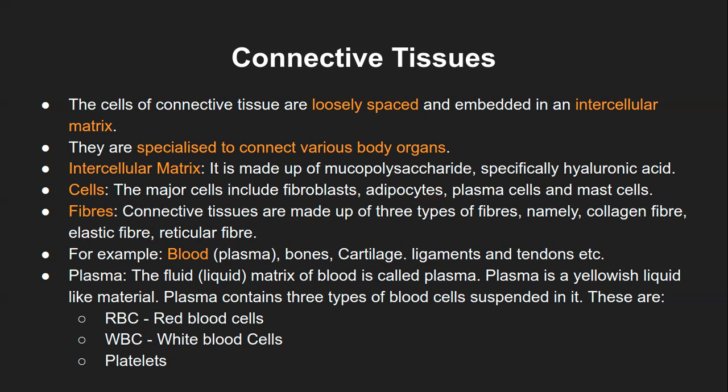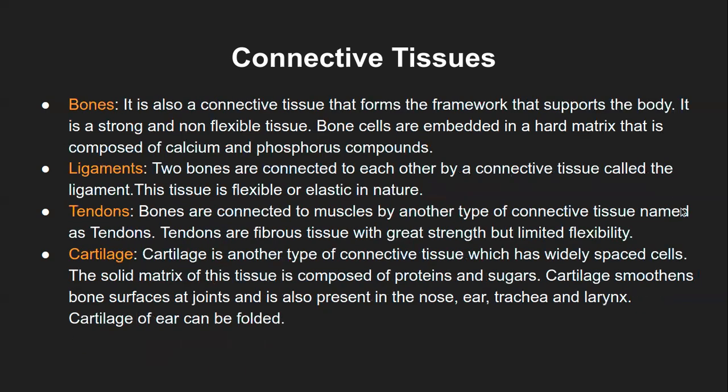Okay, fine. So that is the first example. Now looking at the other example, that is bone. I just explained. So bone is a type of connective tissue that forms the framework and supports the body. This obviously you know, and is a strong and non-flexible tissue, right? Bone cells are embedded in the hard matrix that is composed of calcium and phosphorus compounds.